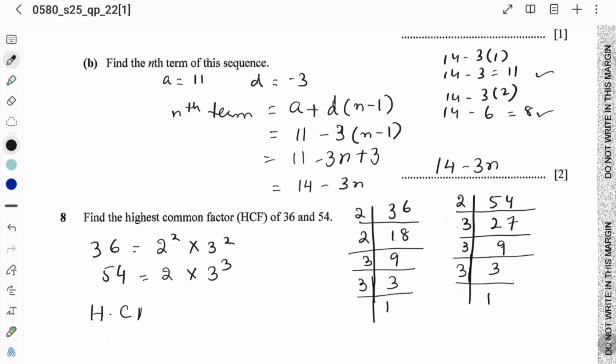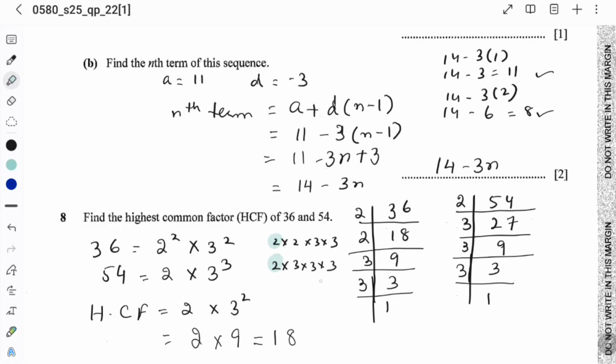HCF is required in this question. So HCF will just take the smaller power. So it means only 2 is coming here, and 3 square means 2 times 9 is 18, is the answer. Remember, this is 2 into 2 into 3 into 3, and this is only 2 into 3 into 3 into 3. If we just take the common, then we'll have only 2.